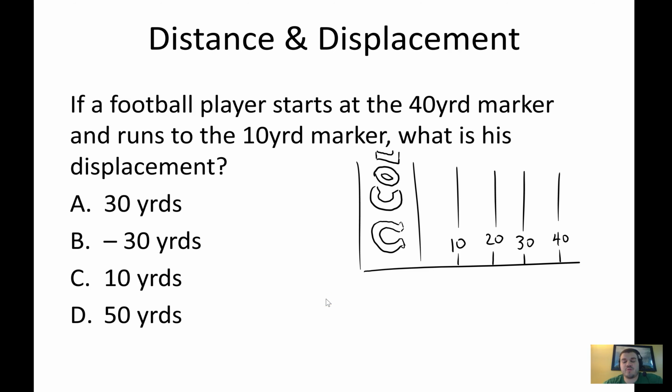What we'll do now is work through a few example questions here. If you're pretty comfortable with distance and displacement, perhaps because you've taken a year of physics already, feel free to skip ahead. Otherwise, let's work through some practice.